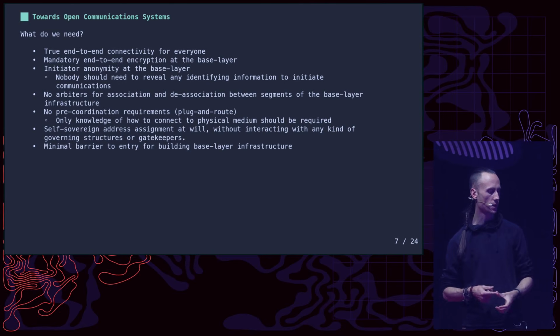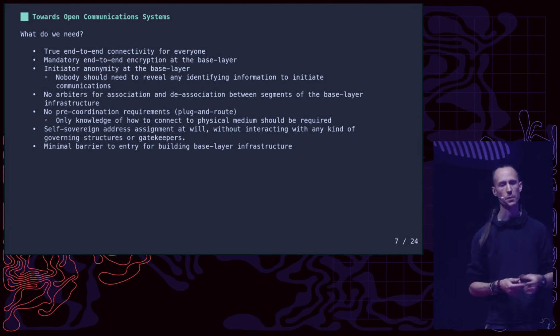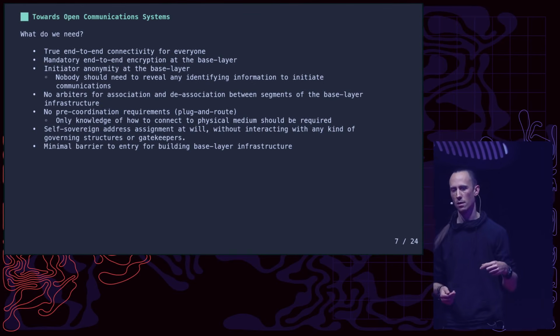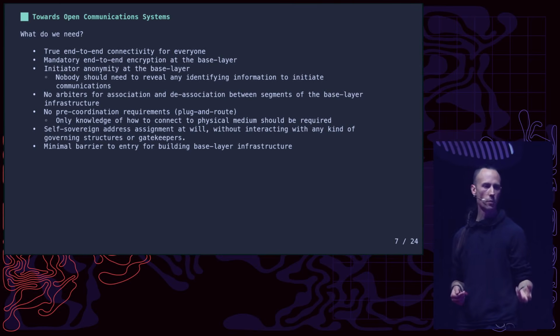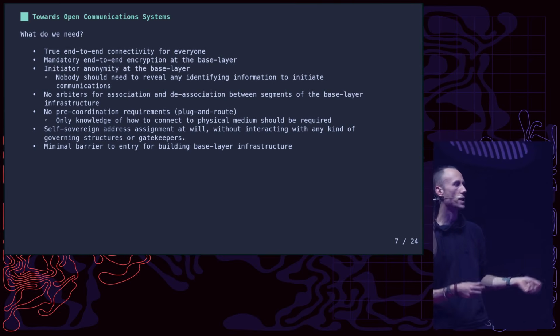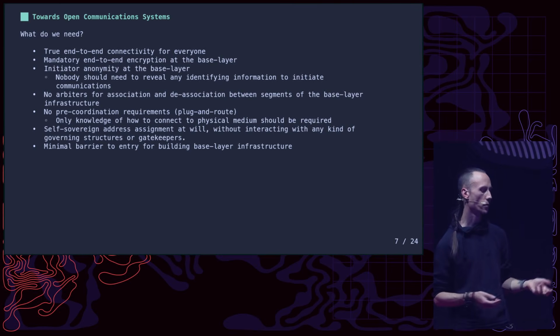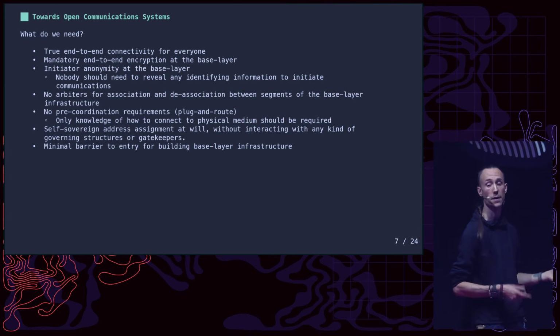Another very important point, I think, is that we need initiator anonymity at the base layer. So anyone that wants to communicate, to either disseminate information or to obtain information or to communicate with other people, needs to be able to do so in a way that does not reveal their identity necessarily unless they want to.